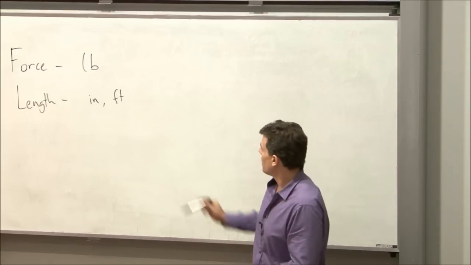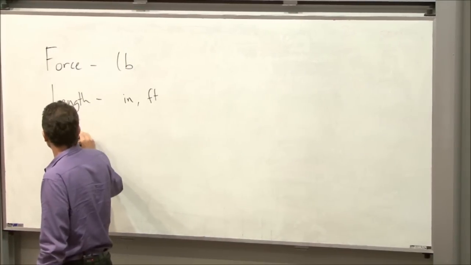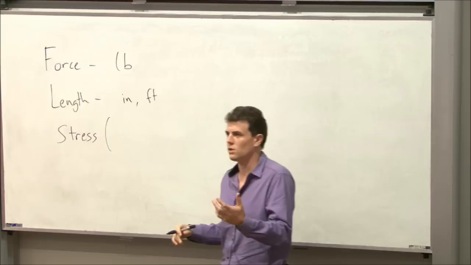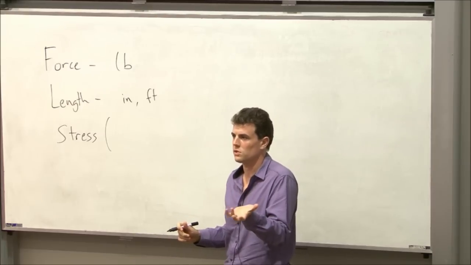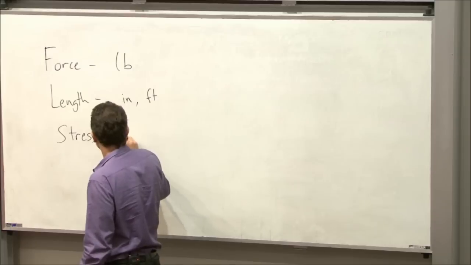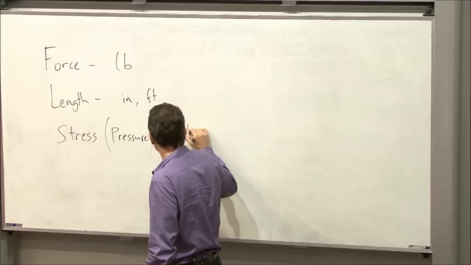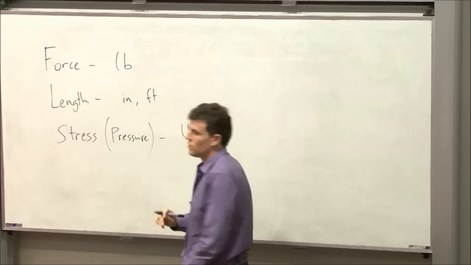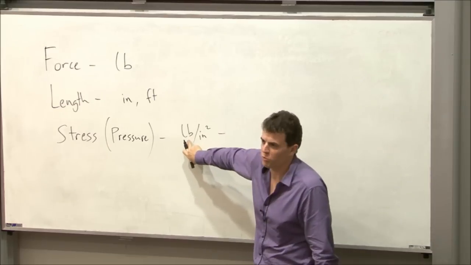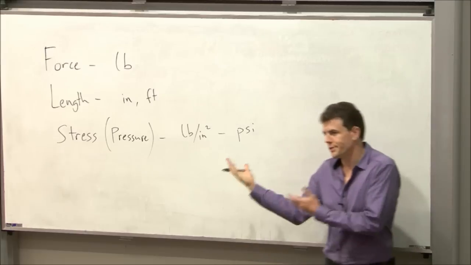Okay, so stresses. Anything to do with a stress, what can we equate stress to in SI? Stress is the same as a pressure. It's a force per unit area. So for anything to do with a pressure, we tend to use pounds per square inch, which is normally written as PSI, even though the symbol for pounds is LB. It's confusing.